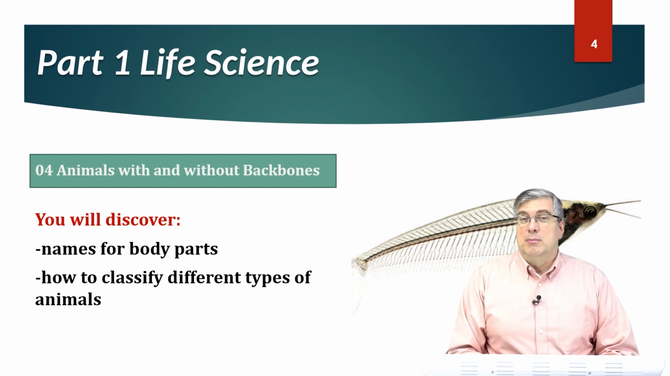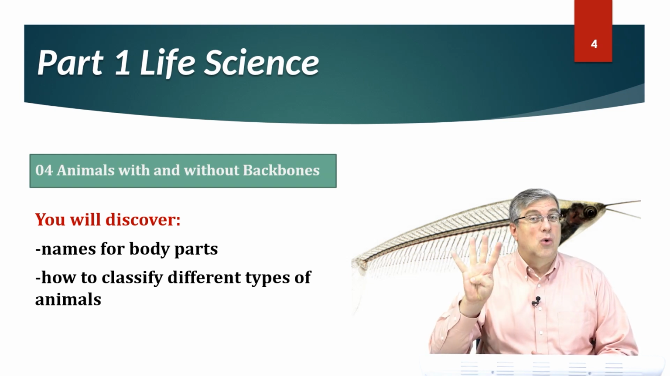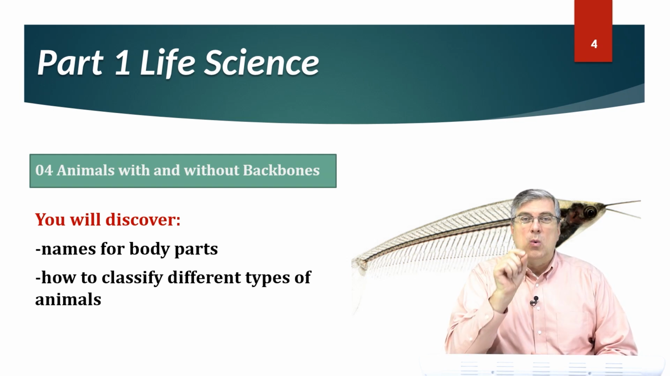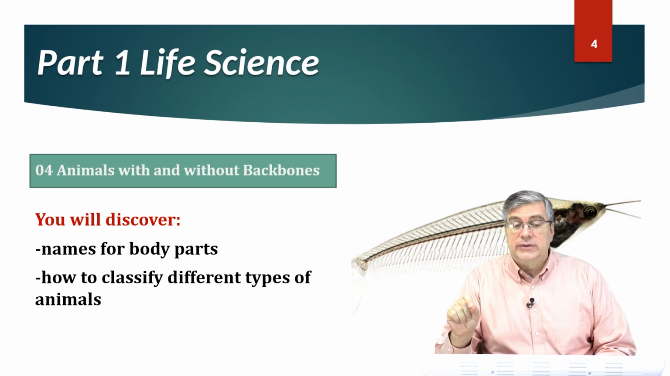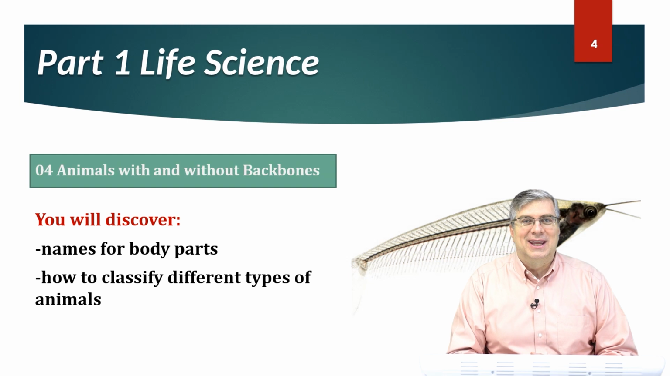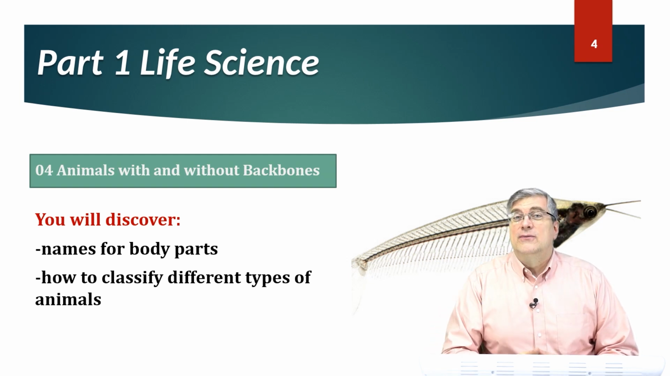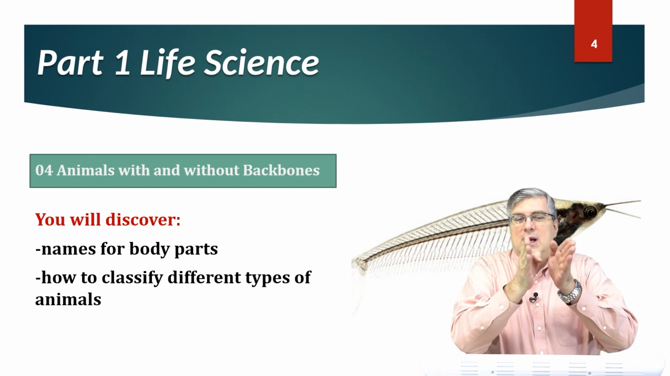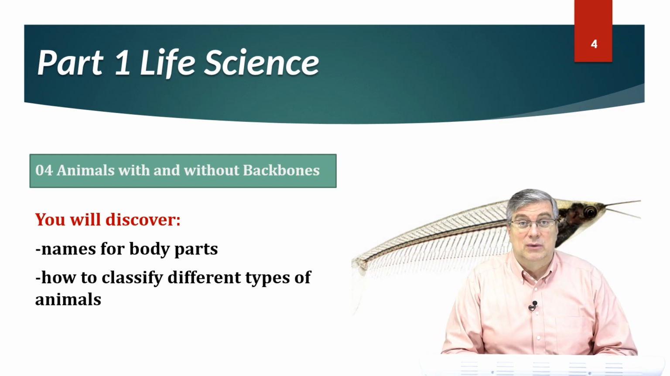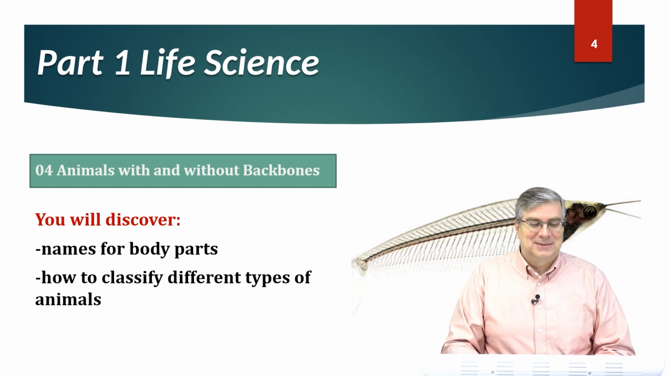Today we're looking at Book 3, Lesson 4. And the title of this lesson is Animals with and Without Backbones. We'll talk about that shortly. In this lesson, you will discover names for body parts and also how to classify different types of animals. Interesting. Let's get started, okay?